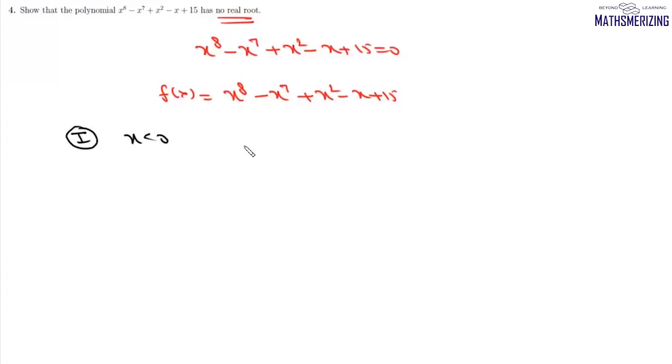Now if x is less than 0, then this f x, which is x to the power 8 minus x to the power 7 plus x square minus x plus 15, this value will be positive. This is also positive. It will also be positive, and then plus 15. Then this f x will be greater than 0. So if x is less than 0, this number is a positive number.